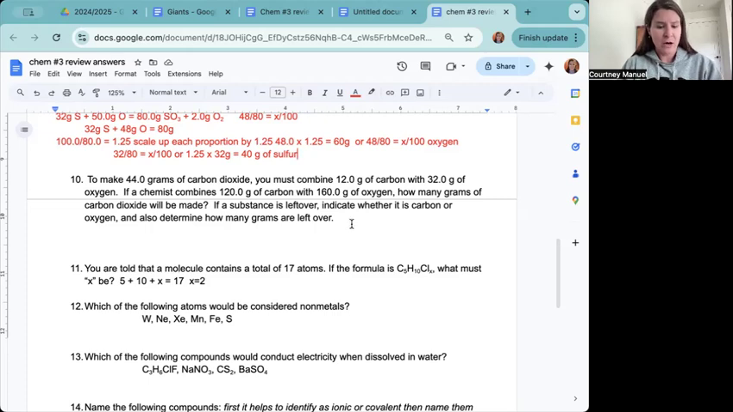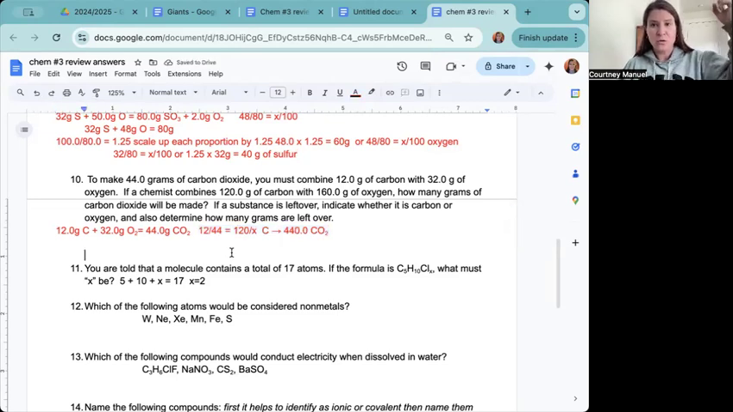And then the second part is if a substance is left over, indicate whether it is carbon or oxygen and determine how many grams. Okay, so I want to start with the basic that they gave us: your 12 grams plus your 32 grams gives us your 44. I'm just going to write that out. And then we're going to find our proportion. 12 to 44 is going to be equal to 120 over what? And this is for our carbon. And doing that ratio, you're going to get 440, and that's grams of carbon dioxide.